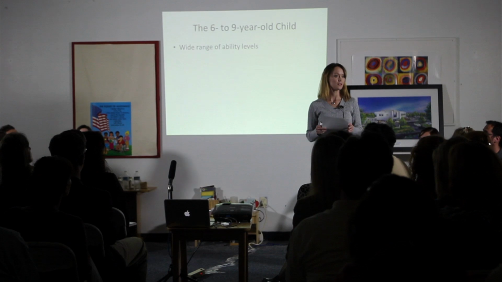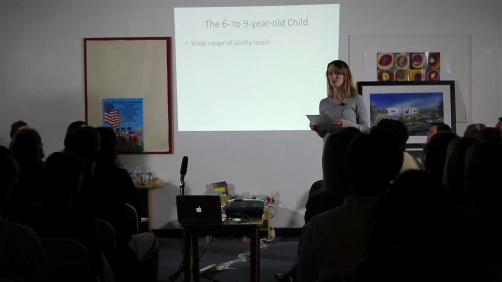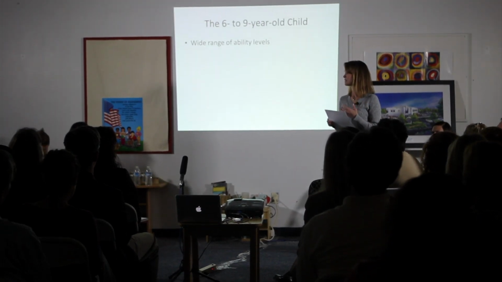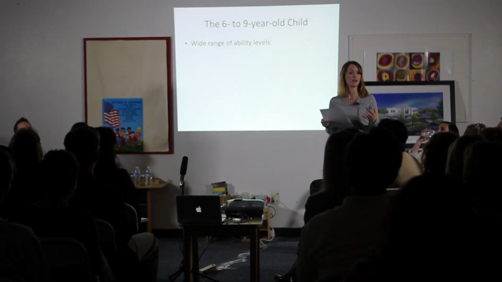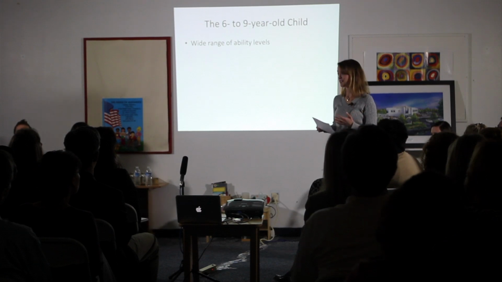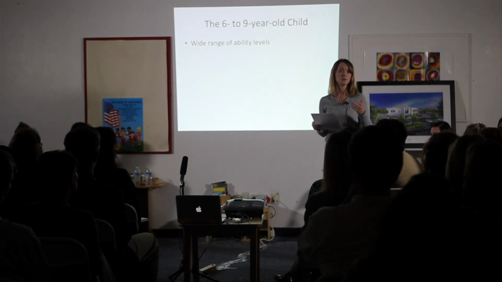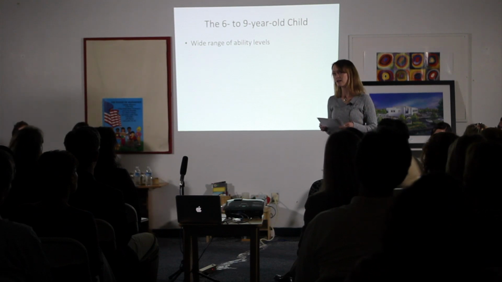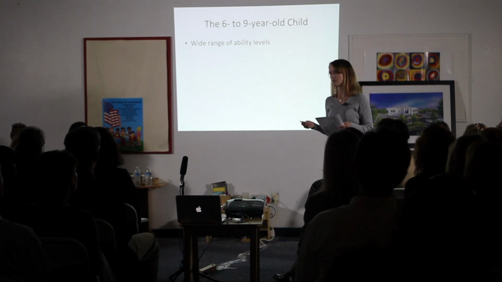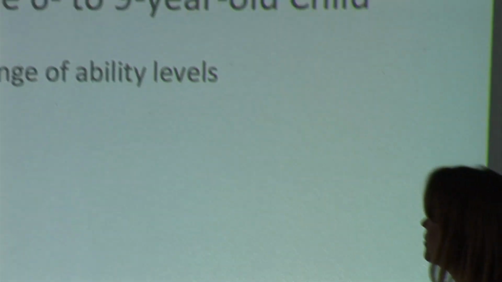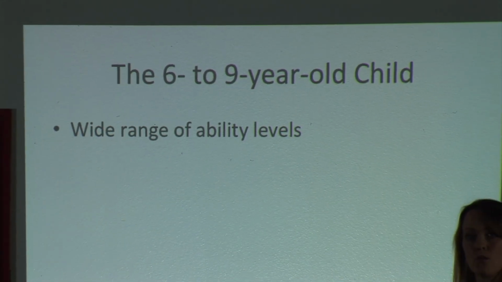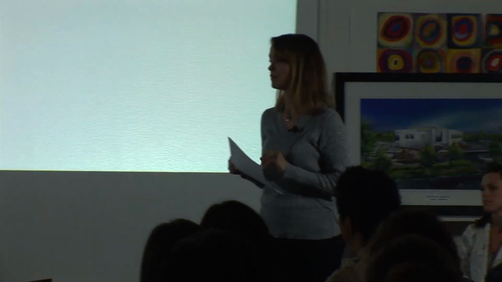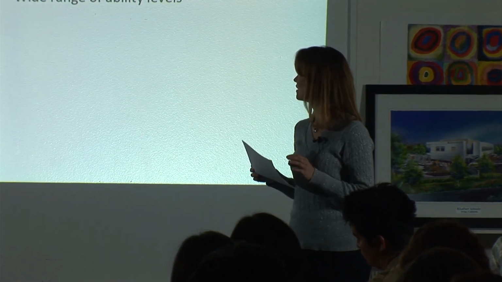Children in this age range really display a wide range of ability levels, and this is very normal. Children develop at different developmental rates, depending on maturity. So you might have one 6-year-old who is just beginning to read phonetically, and another 6-year-old who's reading novels fluently. And we have really found that this wide gap usually starts to come together at around age 9.